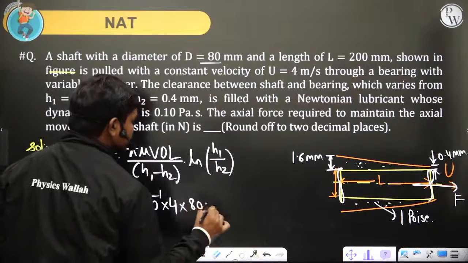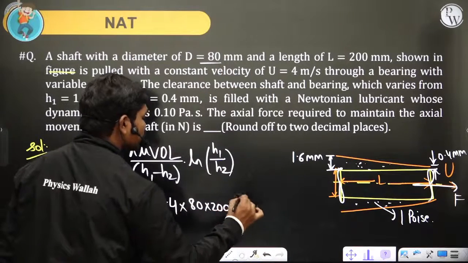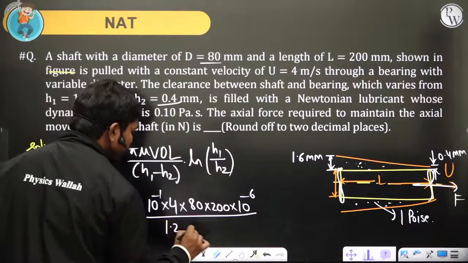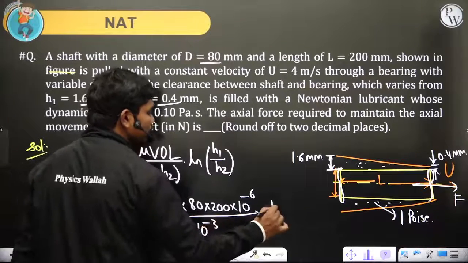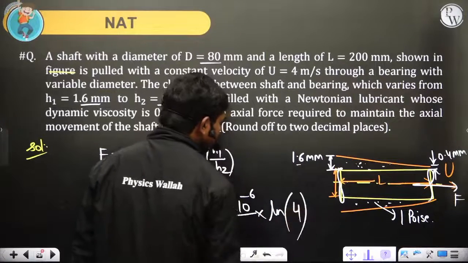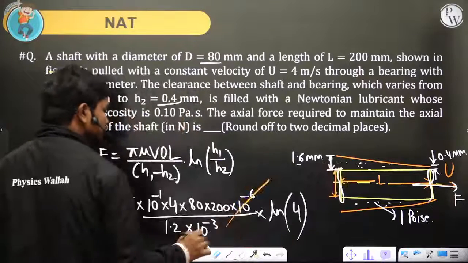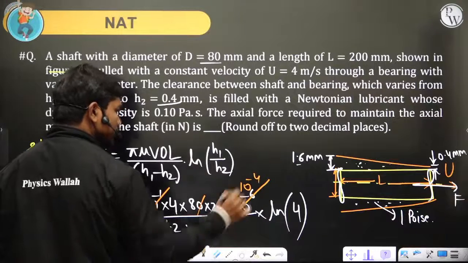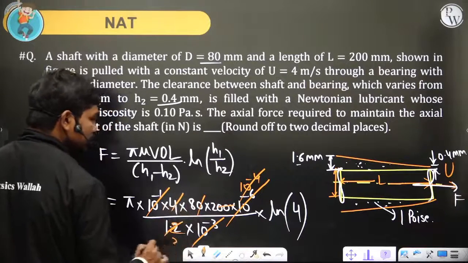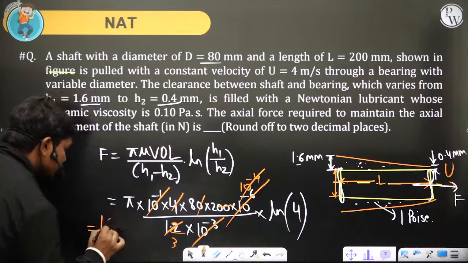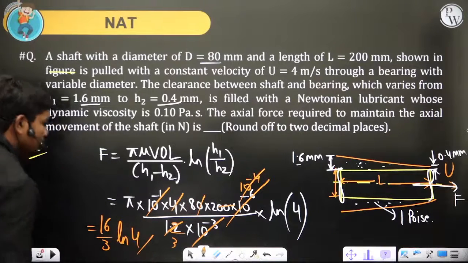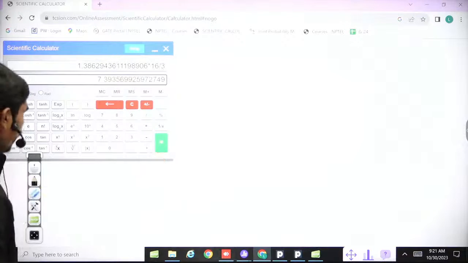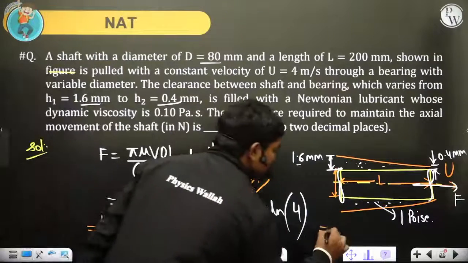So 80 into 200 into 10 power minus 6, converting mm to meters. Then 1.6 minus 0.4, so 1.2 into 10 power minus 3 because it's in mm, into ln(1.6 by 0.4), which is ln 4. If you simplify this, the powers of 10 cancel, and you get 16 by 3 ln 4 as the actual value. Let us check: ln 4 into 16 by 3 gives 7.393 newtons.